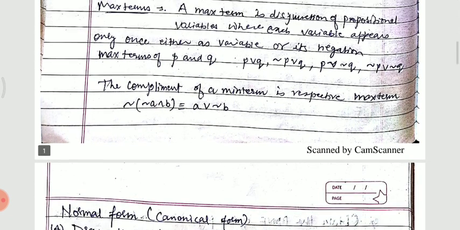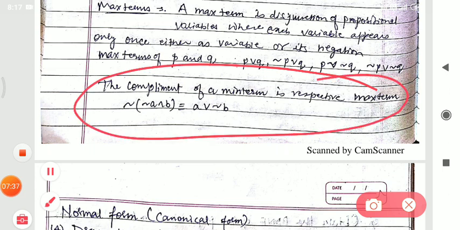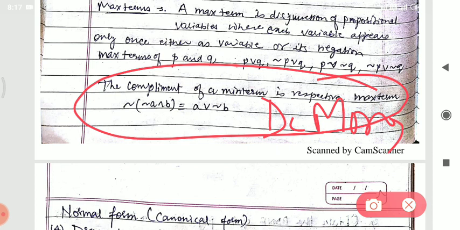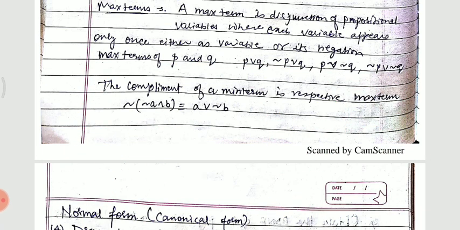Now, one important thing is written here. Look at this statement. The complement of a minterm is the respective max term. You can use De Morgan's law. This is De Morgan's law. The negation of this, which is a minterm, what is it? Using De Morgan's law, we get a max term. So when you take the negation of a minterm, what do we get? We get a max term. Fine. This is an important thing.